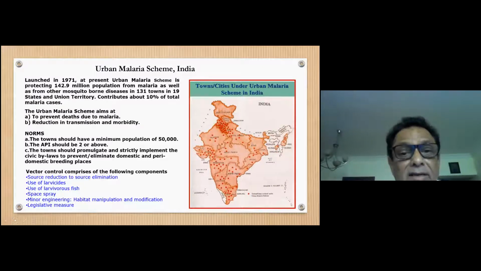And now there are many towns and cities which are not under the scheme, but have malaria and other vector-borne diseases, like Mangalore. It is not under the scheme, but now under this present NVBDCP program, all are taken care of by this program. So, next.